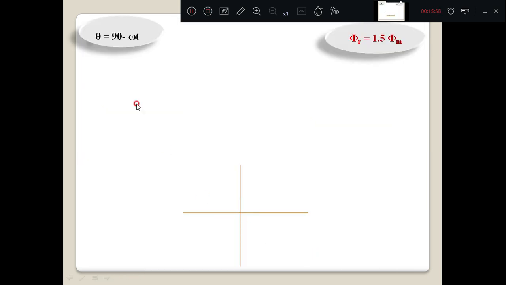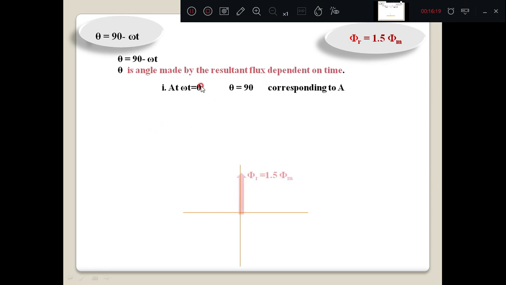That we'll see here. That is, theta is 90 minus omega t and phi r is equal to 1.5 times phi m. That is, the resultant flux is constant irrespective of the time. As the time changes, the angle changes, so how exactly does the vector move? Theta is the angle made by the resultant flux.